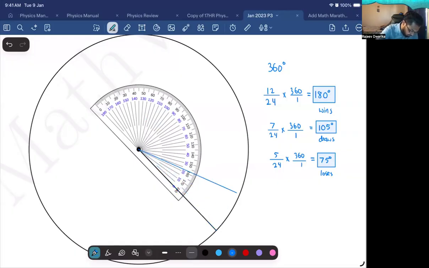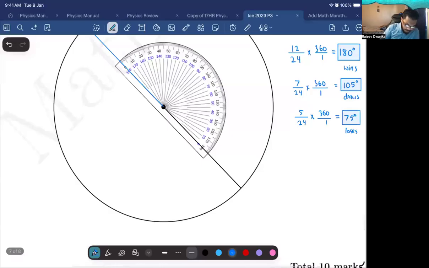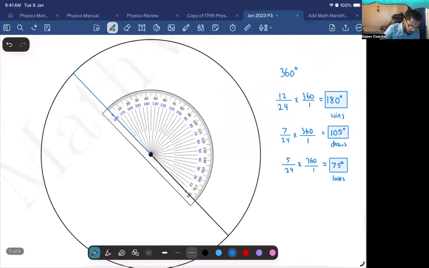0, 10, 20, 30, 40, 50, 60. I'm just going to go till 180, right? Are you okay with that? Yes, sir. The next one is draws, which is 105.